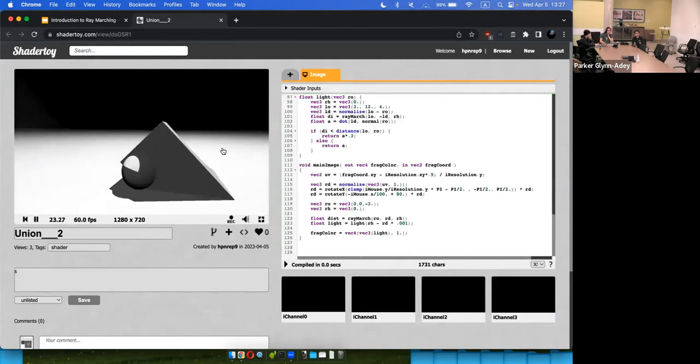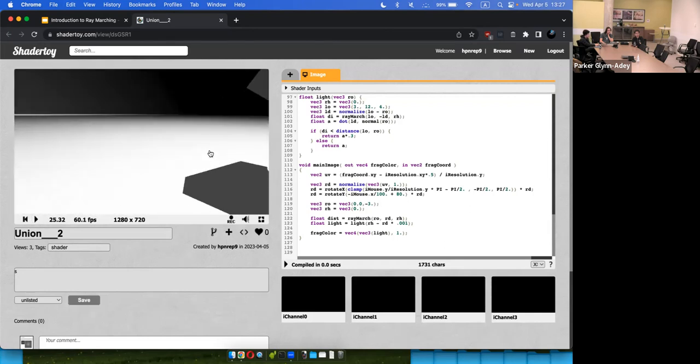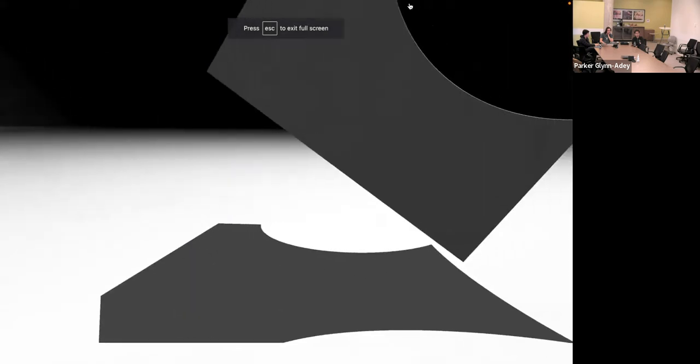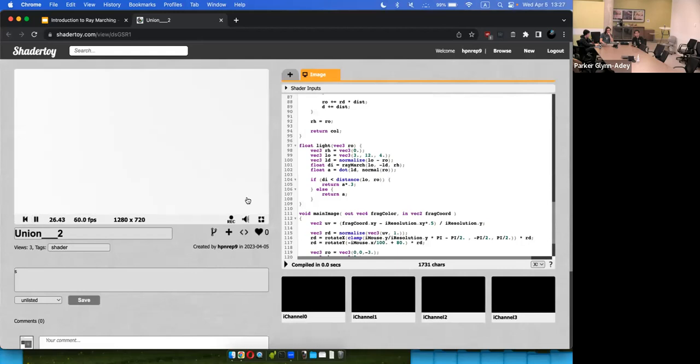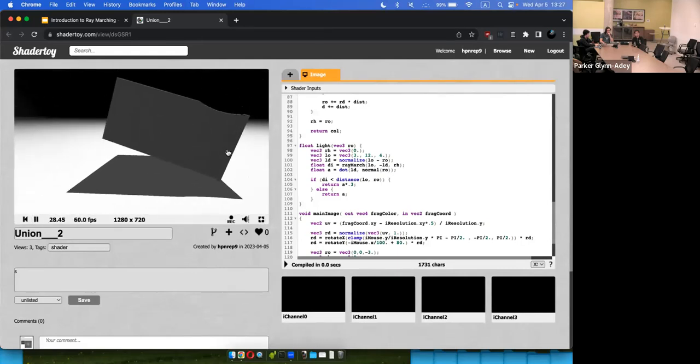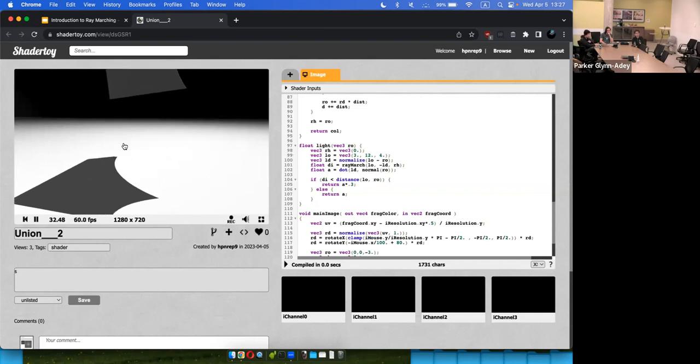Here's an example. In our example, the light is somewhere above our image. So for the point here, we march towards the light. If it hits the surface, then it's in the shadow. Otherwise, we consider it in the light.